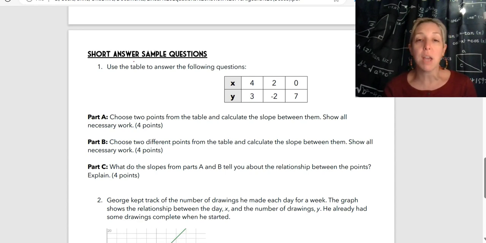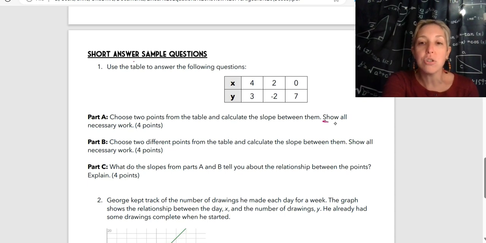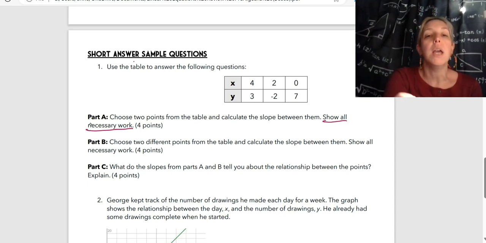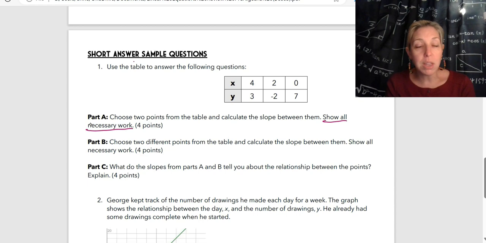It's important when you're typing your answer that you type part A, then type your answer. Part B, type your answer. It also says show all work. What I want you to do is type out your thinking, or if you're writing on a piece of paper, you can take a picture and upload that picture, and then you can get points for that, right?